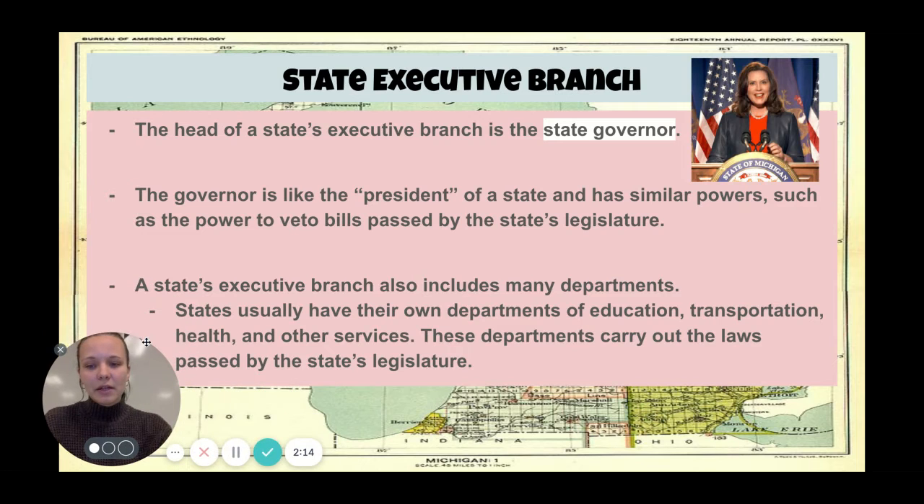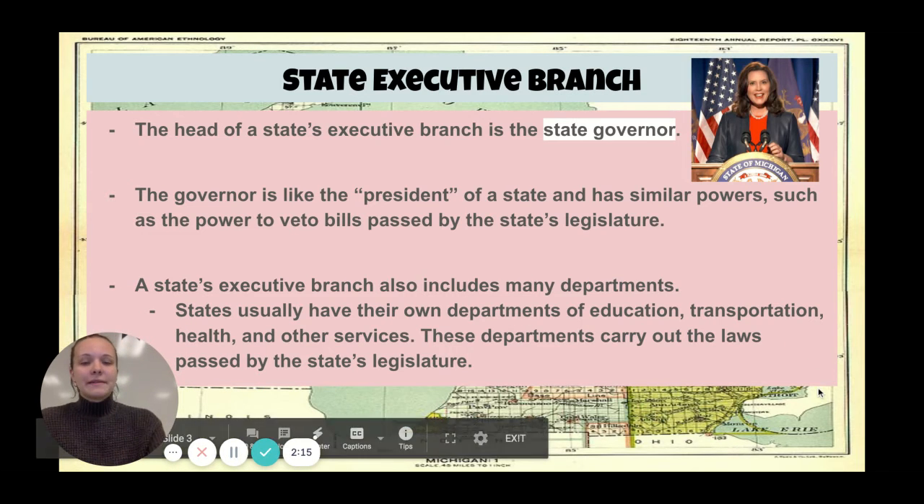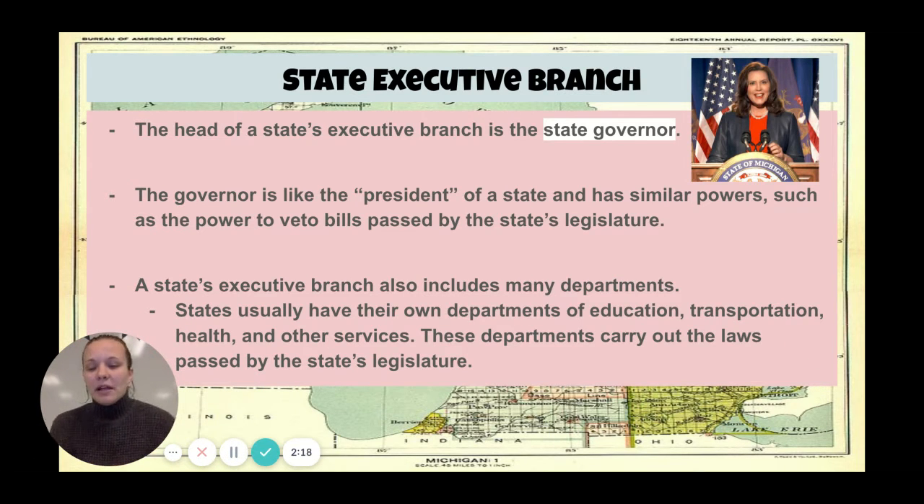All right, so this is talking about the state's executive branch. We know that the head of the executive branch for the federal government is our President of the United States. So here it's saying the head of a state's executive branch is the state governor. The governor of a state is like the president of the state and has similar powers, such as the power to veto bills that are passed by the state's legislative branch. Our state governor for Michigan is Governor Gretchen Whitmer.